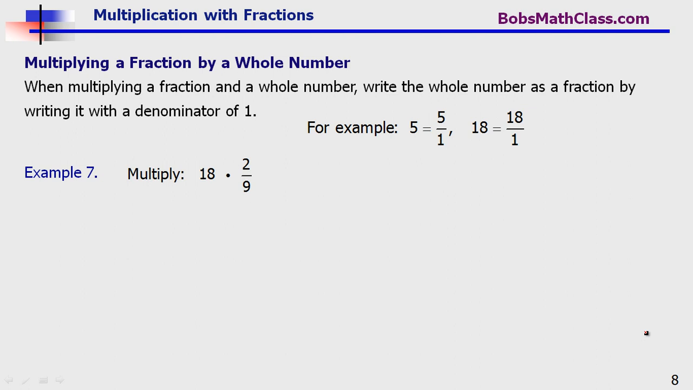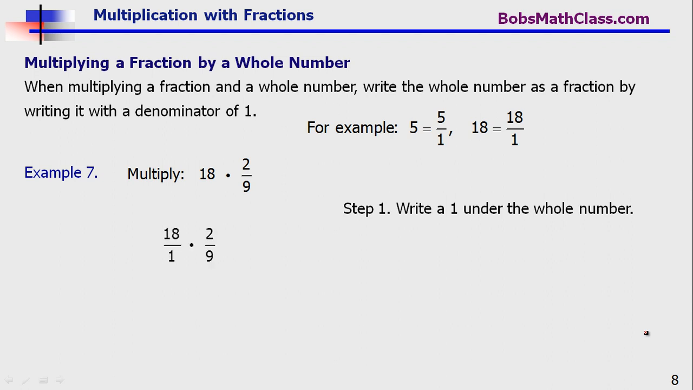Okay, here's your next example. And this time, the numbers are pretty small, so I wouldn't do the prime factorization. Let's go ahead and do the cross-canceling. Unless you really like it, you can. It's your choice. So first step is write a 1 under the whole number. And now we could reduce and multiply.